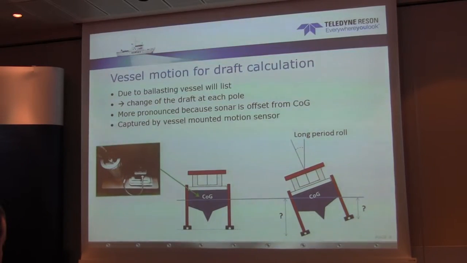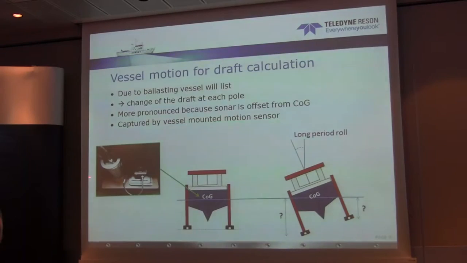Then we had another pair of motion sensors on the vessel itself, and that was used to calculate the draft changes. So due to ballasting, the vessel will list slightly, and over the course of the whole survey, it will start to list a little bit. And it's not a lot, but because we have these large lever arms, you will start to notice it. If you have just your sonar at the keel, it wouldn't really be a problem. But with these large lever arms here, you would start to notice a difference in draft.